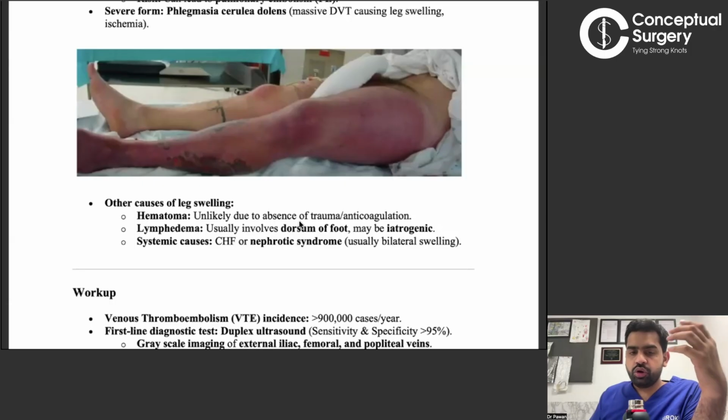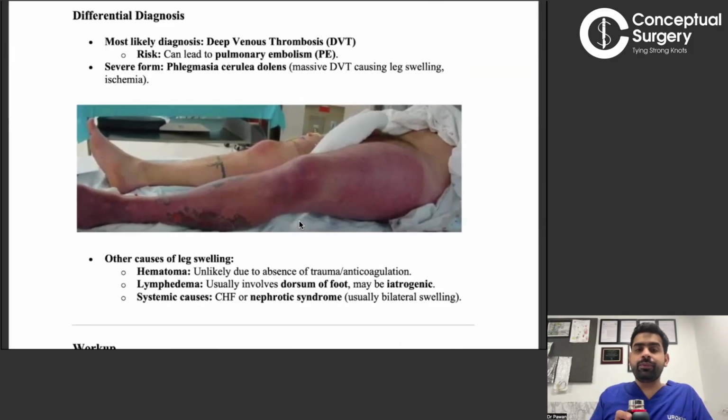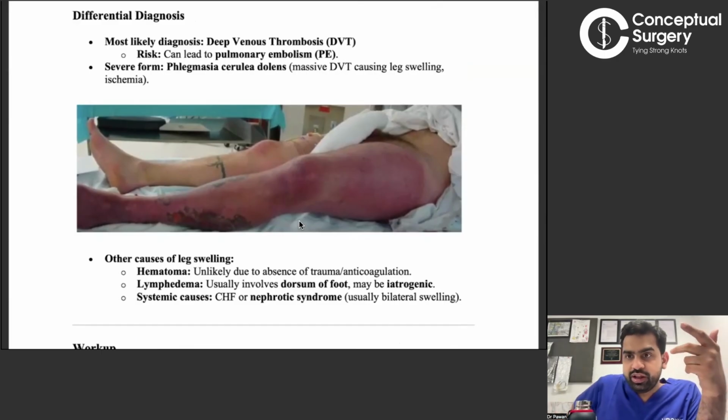And there can be systemic causes like congestive heart failure or nephrotic syndrome, but there the swelling is usually bilateral, and here you have swelling in only one leg. So these are the differential diagnoses you would consider if a patient comes to you with swelling of one leg. The first thing according to the history would be DVT, but the others can be hematoma, lymphedema, and systemic causes like congestive heart failure or nephrotic syndrome. All those things can be there.